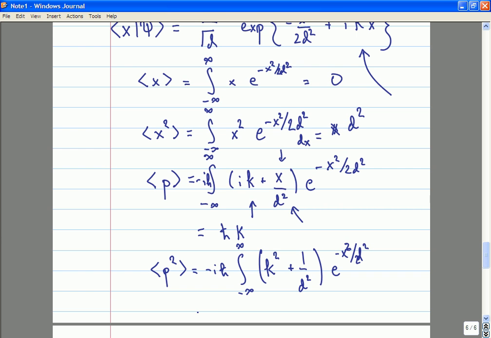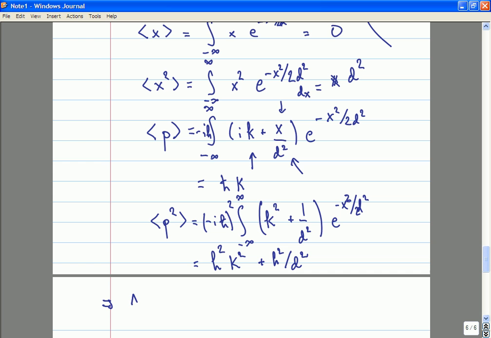This is h bar. I'm sorry, there's an h bar squared here. This is h bar squared times k squared plus h bar squared over d squared. So if you put that all together, you see that the variance of x is some number times d squared.